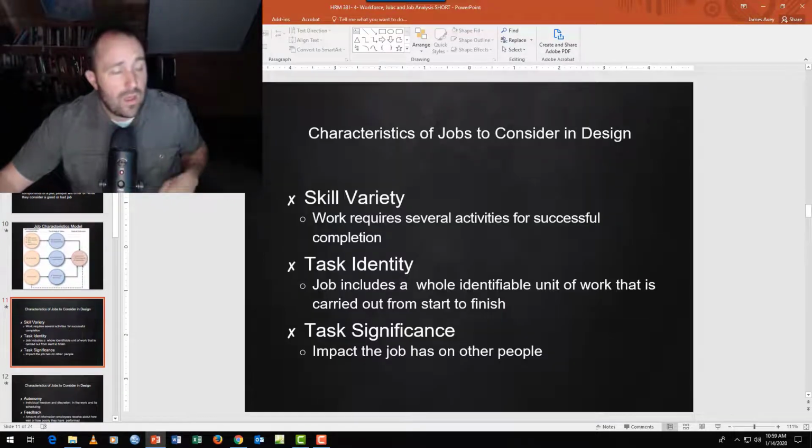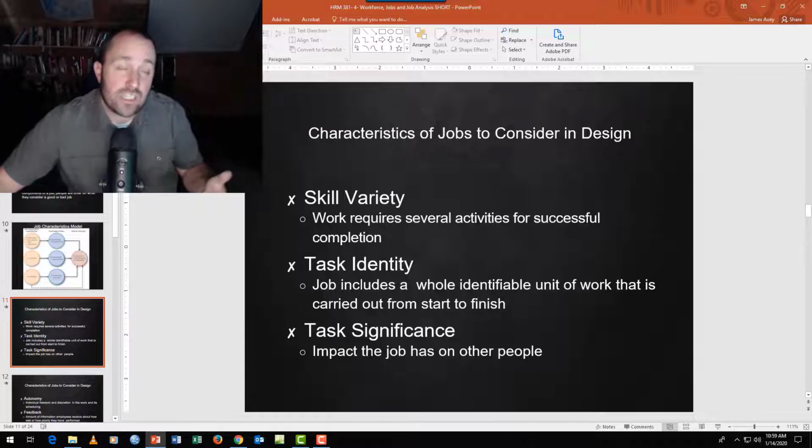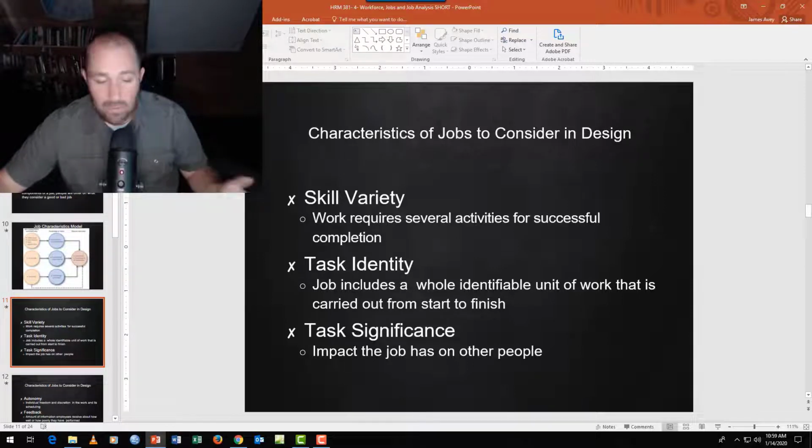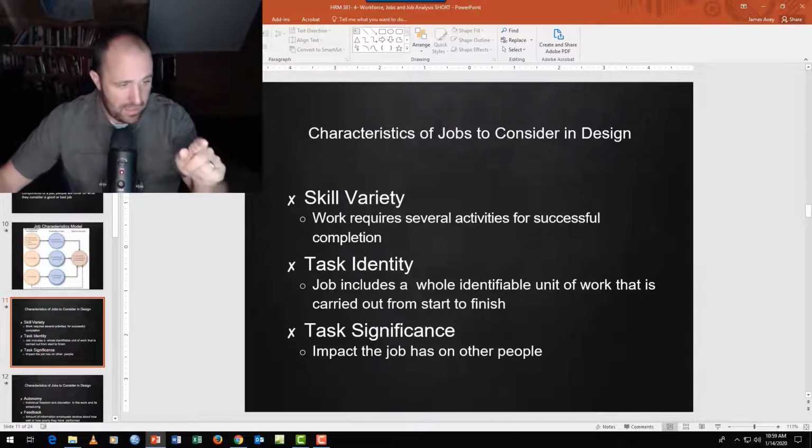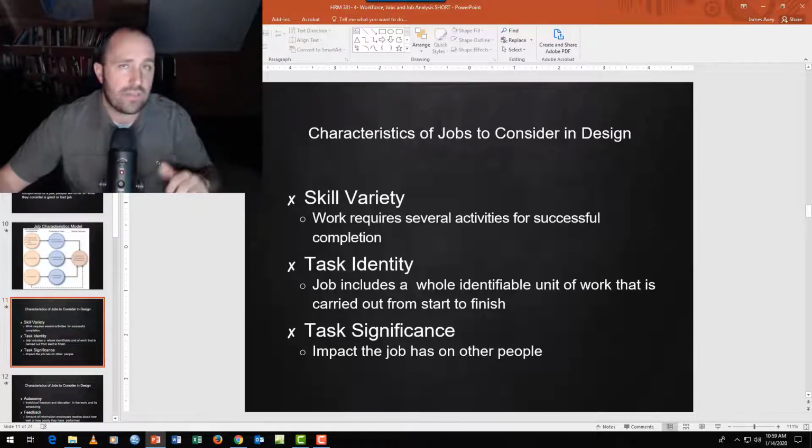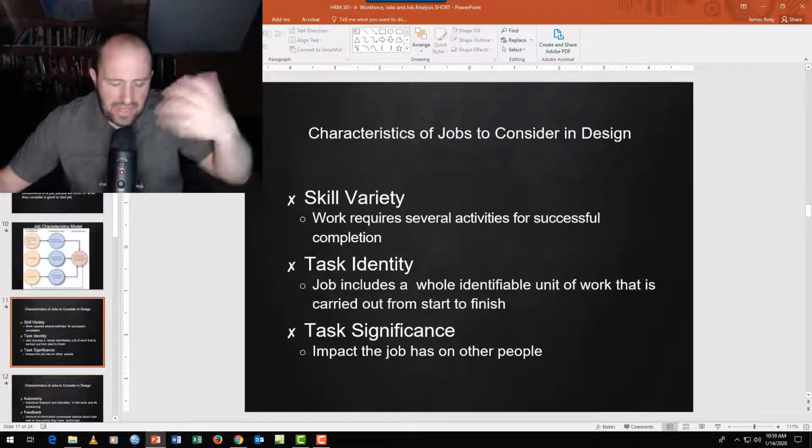Skill variety. If you have a job that has high skill variety, the work would require several activities for successful completion. It's not Henry Ford assembly line. I put that spoke on that wheel, and that's what I do for 15 hours a day, for 6 days a week. Now, that would be very low skill variety. High skill variety, I think of like a welder.